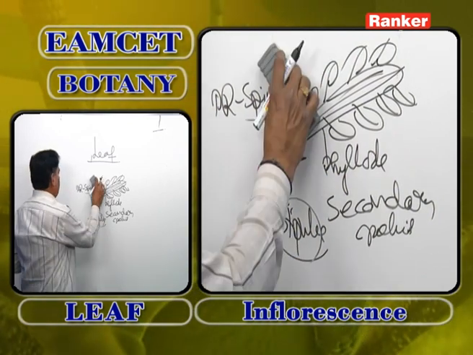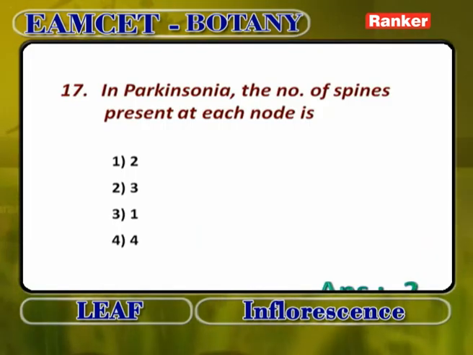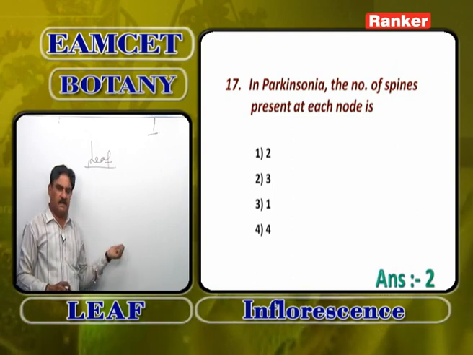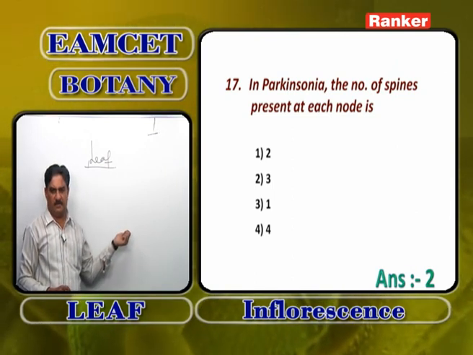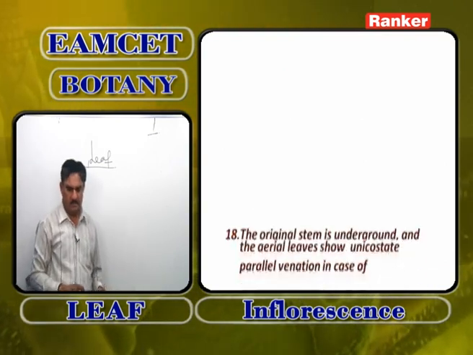So in total in Parkinsonia, the number of spines at each node will be 3. So definitely 3 spines are present in Parkinsonia. Why? I just now explained. Primary rachis becomes a spine, stipules become 2 spines, secondary rachis becomes phyllodes, and phyllodes perform photosynthesis. So 3 spines are present.